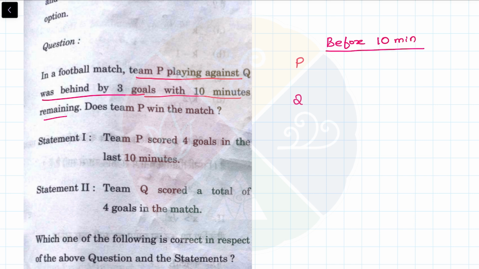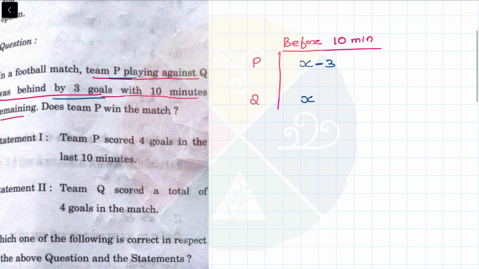In a football match, team P playing against Q was behind by 3 goals. So there are two teams, P and Q. Now, 3 goals with 10 minutes remaining. So before 10 minutes, the scenario is like, let's say Q scored X goals, then P would have scored 3 goals less than that. So P is behind by 3 goals before 10 minutes.